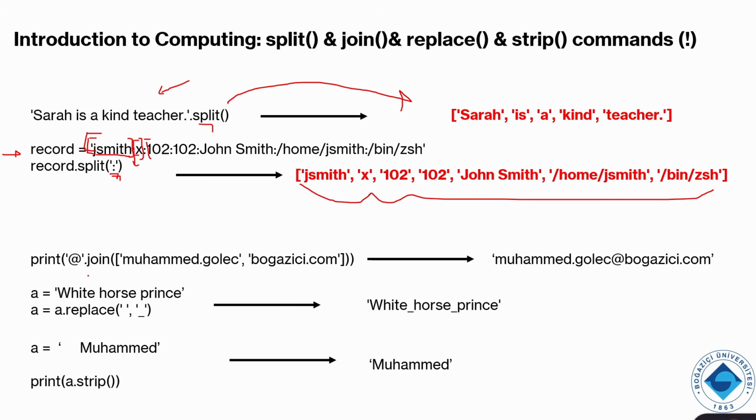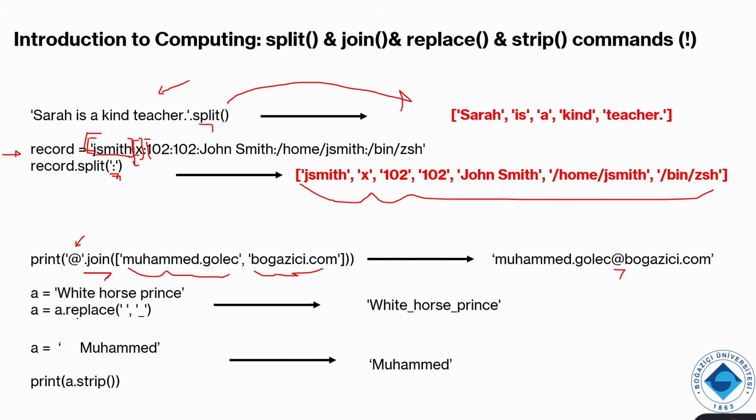And if we go to join, it joins the elements of a list into a single string using a specified separator. So if I put the at symbol here and join a list with different strings inside, like my mail address, it's going to combine them using the at symbol here, right?